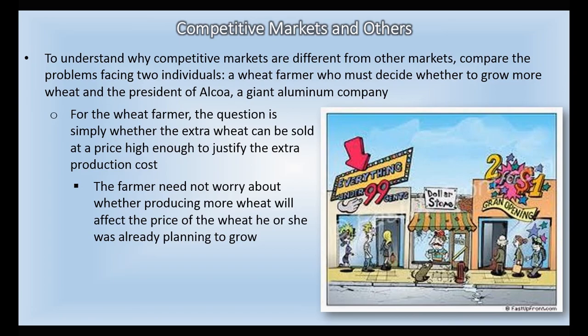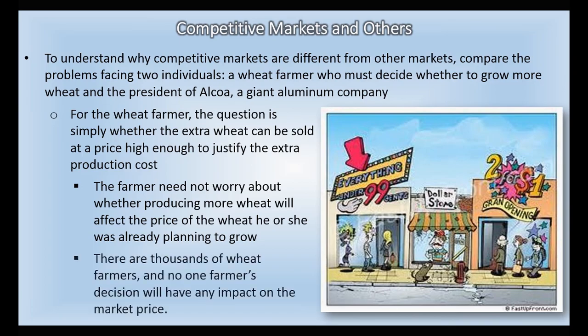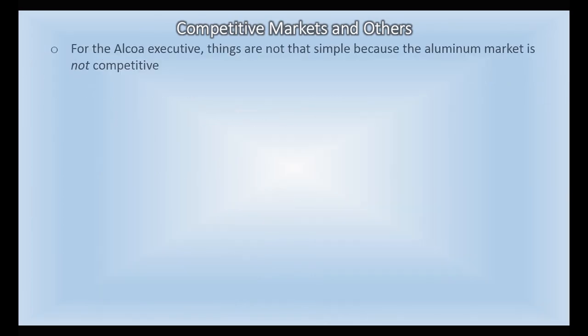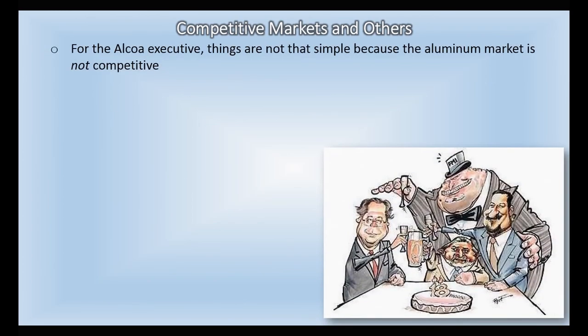Because again, like I said, in a competitive market, everybody sells the same wheat. Everybody's selling at the same price. You can't change the price that's being sold. So there are thousands of wheat farmers, and no one farmer's decision will have any impact on the market price.